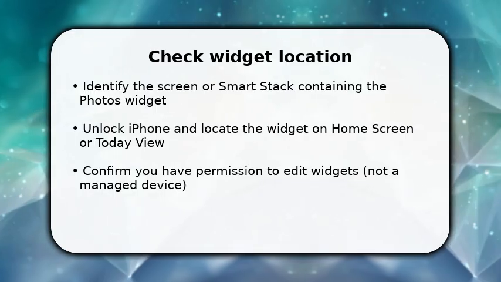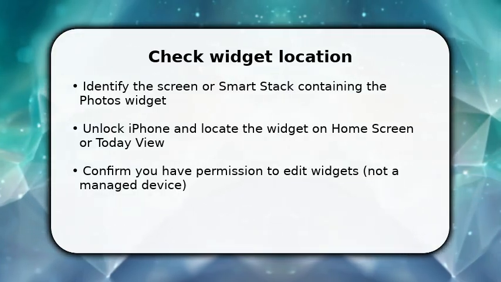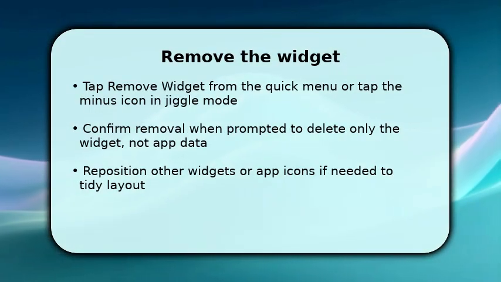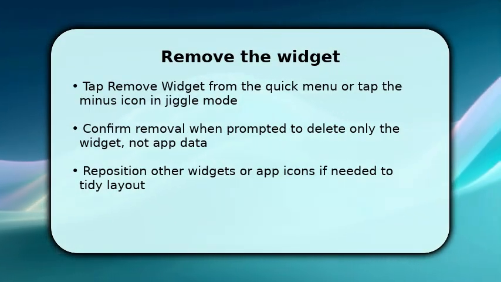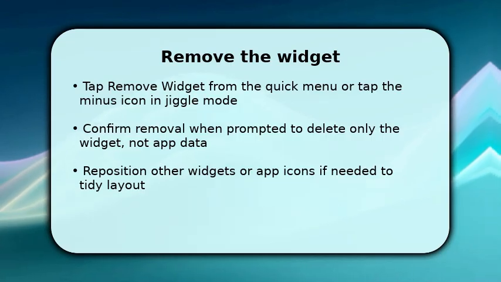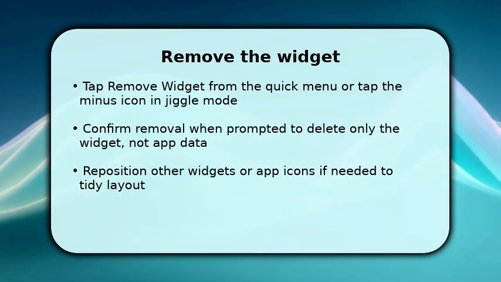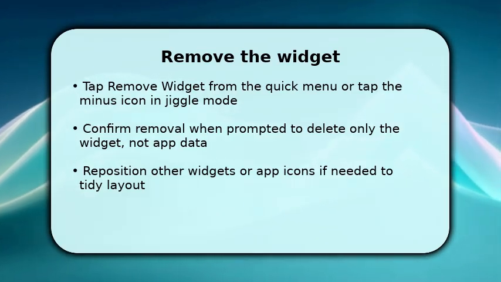Now remove the widget. Choose Remove Widget from the quick menu, or if in jiggle mode, tap the minus symbol on the Photos widget. When the confirmation dialog appears, select Remove to delete just the widget. This won't delete Photos or the Photos app. Make sure to press Done or tap an empty area to exit editing.